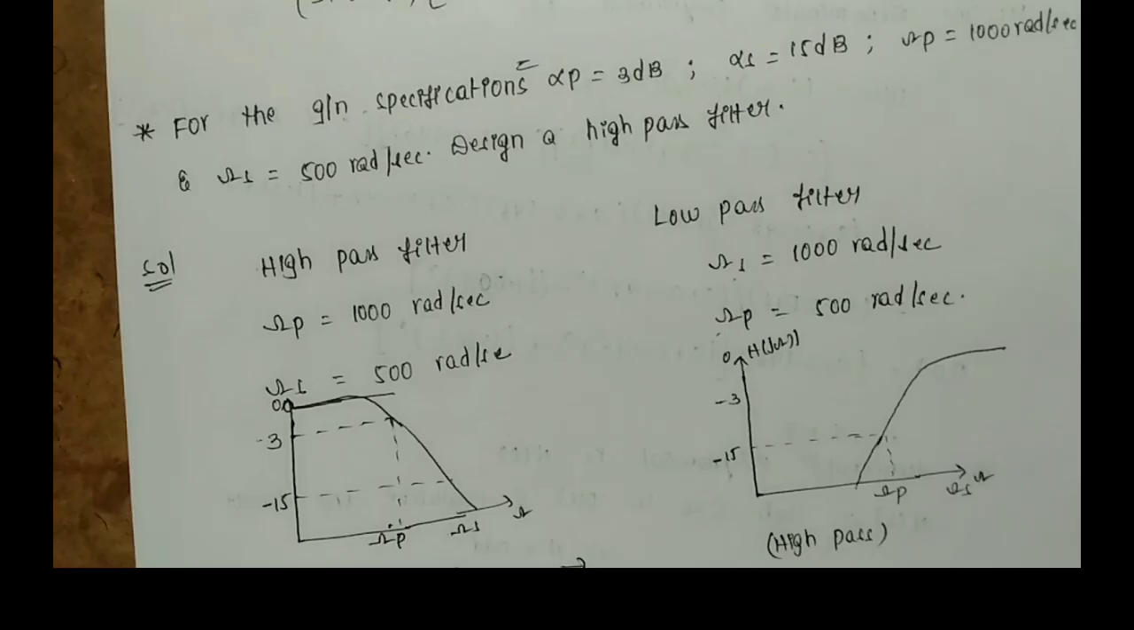So if in the examinations we are asked to design the high pass filter, we have to convert our low pass filter into the high pass filter. That's why we have conversions in the analog domain. In the conversions in the analog domain concept, we have discussed how to convert low pass of one cutoff frequency to low pass of another cutoff frequency, and low pass to high pass, and low pass to band pass and band reject filters.